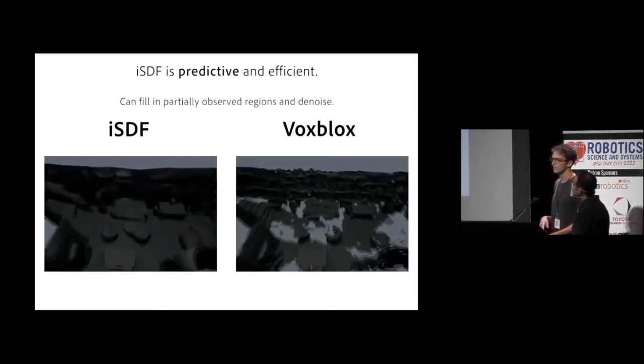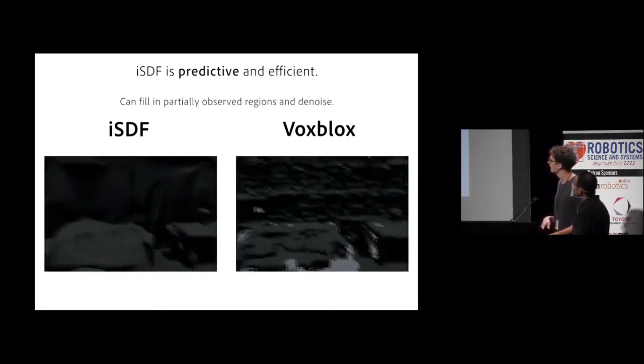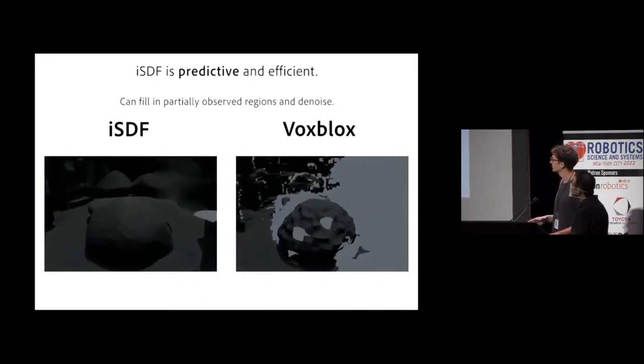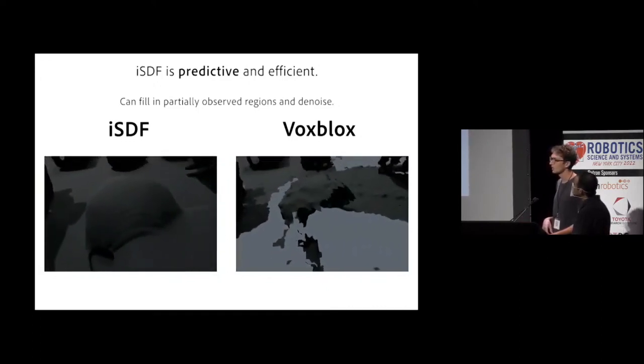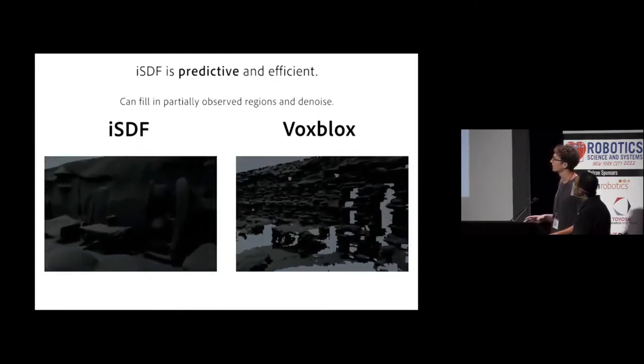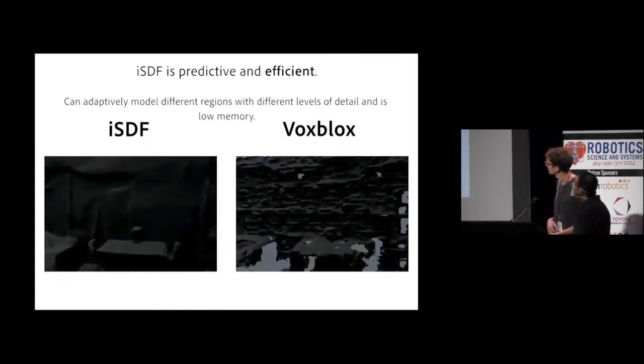The first key property is that iSDF is predictive. By this, we mean it can sensibly fill in partially observed regions, for example, completing the backside of this beanbag. Also, iSDF can denoise many noisy measurements, producing a smooth reconstruction of this wall.